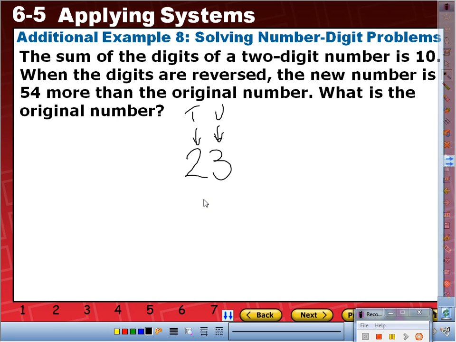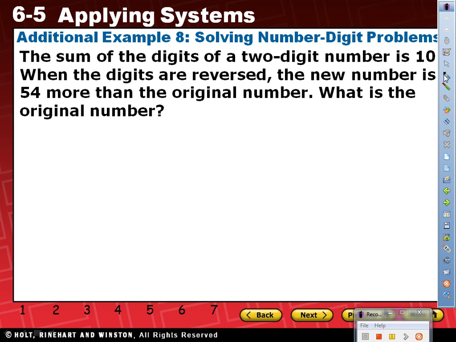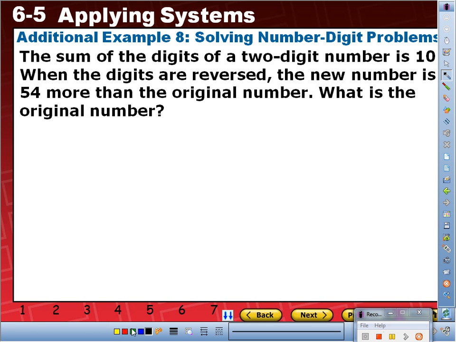You're saying units, what do you mean? Well, yeah, how many ones do you see here? 3. How many tens do you see here? 2. That's why these are tens, these are units. Okay? So with that said, now that we read it, let's go back and circle stuff.